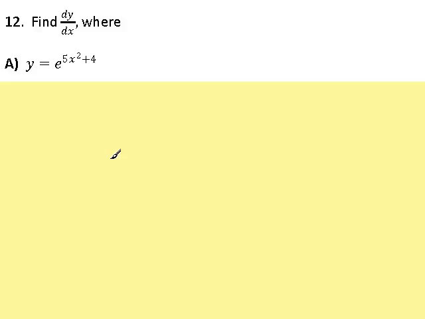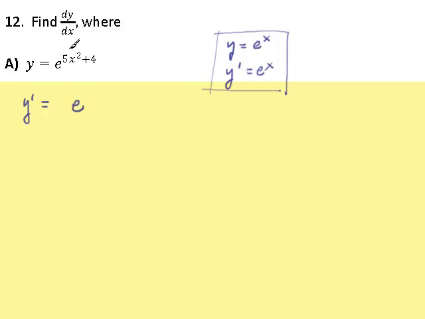In number 12, we're using the chain rule to get the derivative of e to the 5x squared plus 4. All right, so let's just remember if y is equal to e to the x, then the derivative is also e to the x. Okay, so in our case, we're going to do a chain rule. So the derivative is e to the u, let's call this u, e to the 5x squared plus 4, times u prime, or the derivative of u, times 10x.